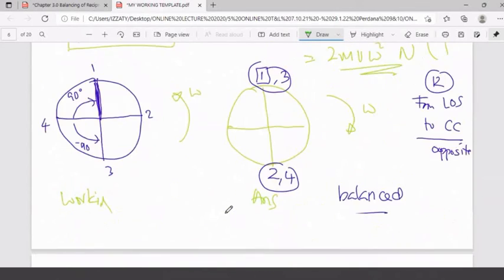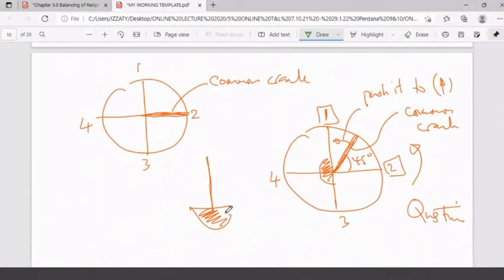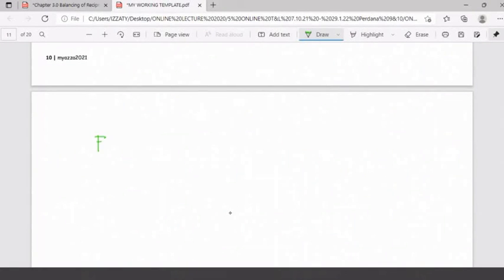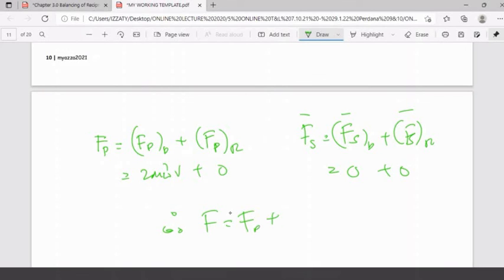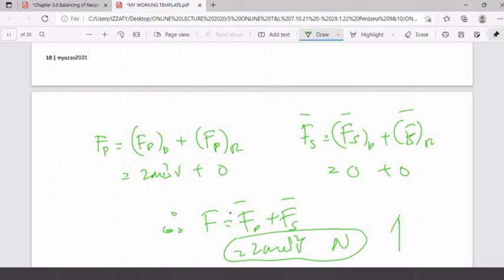In conclusion, before we end our meeting today, we have F primary equal to F primary direct plus F primary reverse. This one is not balanced, 2m omega square r. This one plus 0. We have F secondary equal to F secondary direct plus F secondary reverse. This is all in vectors, yeah? This one 0 plus 0. So totally, F is equal to F primary plus F secondary in vector, equal to 2m omega square r. This is the unbalanced parameter. It is pointing upward.